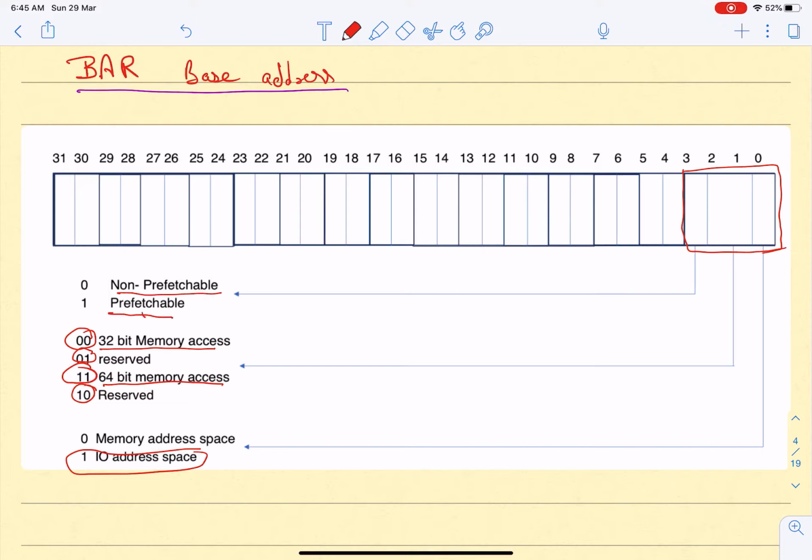What does prefetchable mean? The memory region whose contents are not changed or updated after a read. Let us suppose we have a RAM and we can read that memory location many times and its contents are not changed. And if we have memory such as a stack, as soon as we read the stack, its contents are lost from that particular memory. So stack is not a prefetchable memory space.